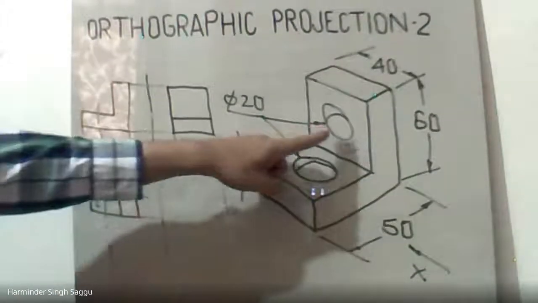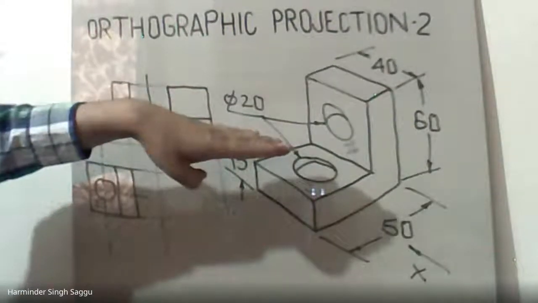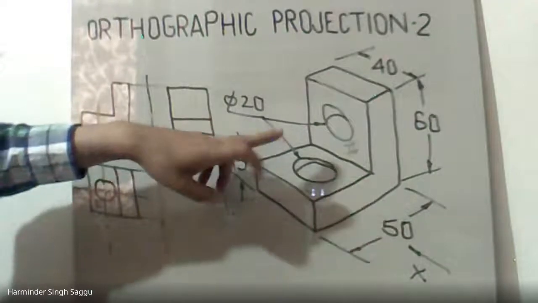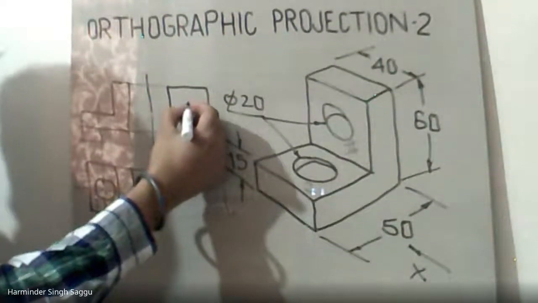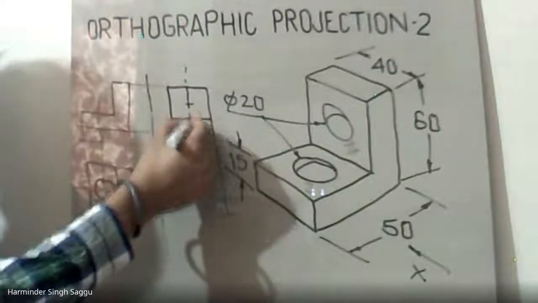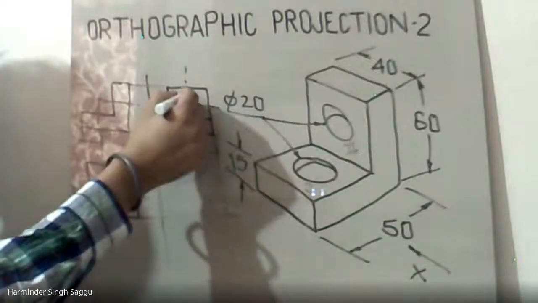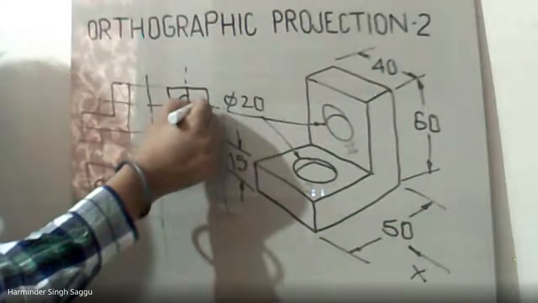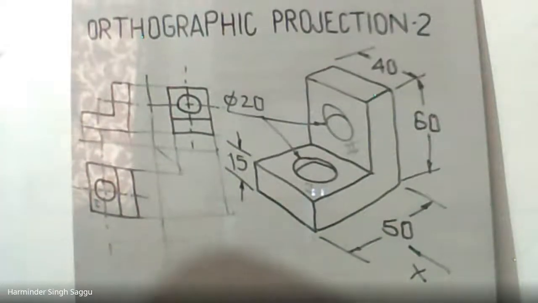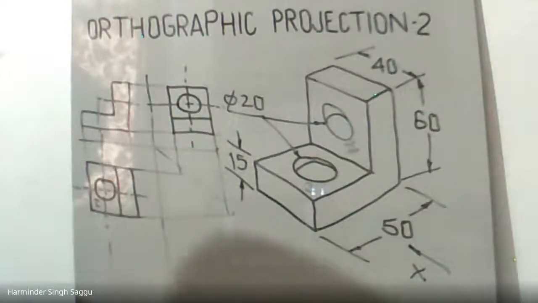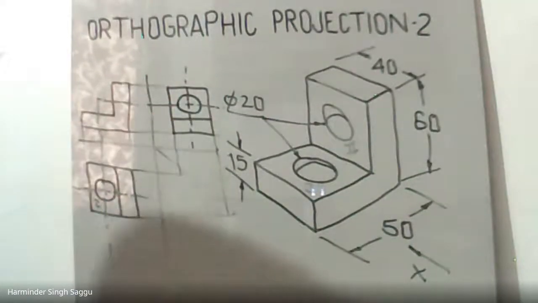Now the second circle will be seen from the left side view. This is the center for the second. Draw this circle. So you have drawn two circles.